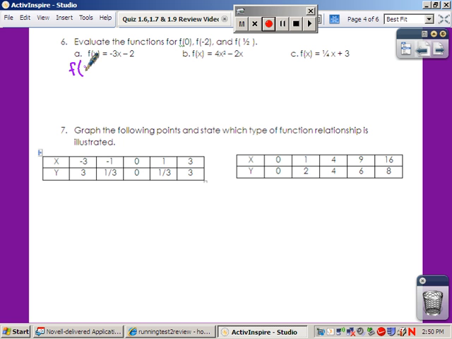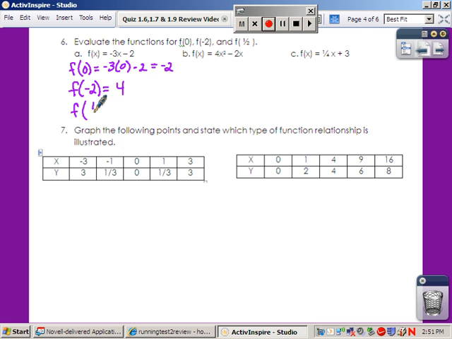The first one, f of 0 for this, would be negative 3 times 0 minus 2. This is 0, so you get 0 minus 2. F of 0 is just equal to negative 2. So you're just substituting in these values for x. So we would say f of negative 2. That one has to be negative 3 times negative 2 is positive 6. Minus 2 would give you 4.